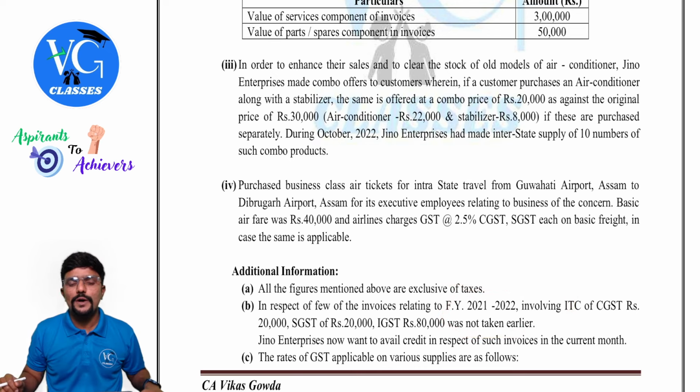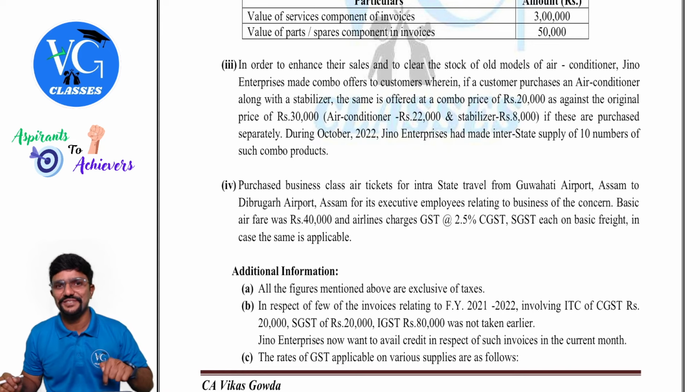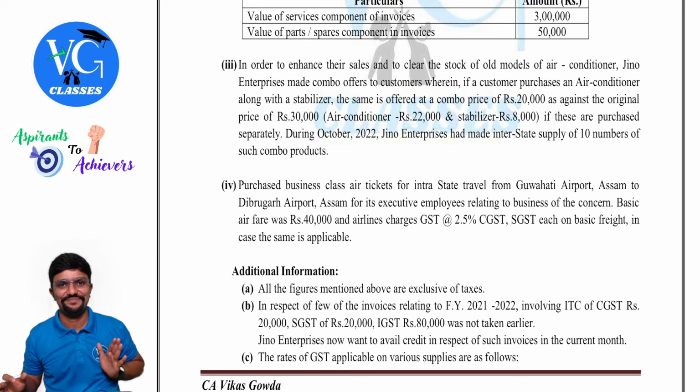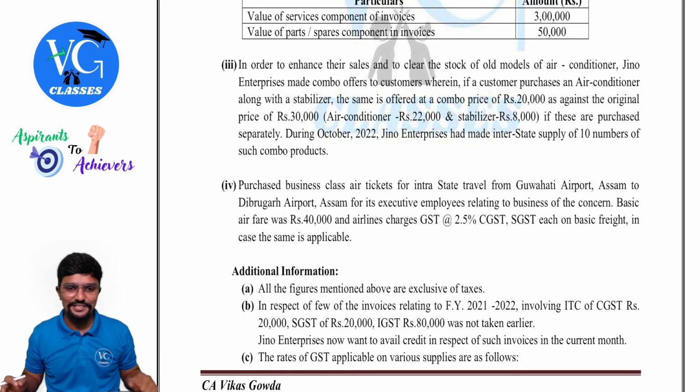Geno Enterprises now wants to avail the credit in respect of such invoices in the current month. We are in October, guys. Sir, time has expired. No, we still have time. Can we claim it? Yes. Sir, it is relating to last financial year, sir. No problem, still time is there. Still time is there, guys.